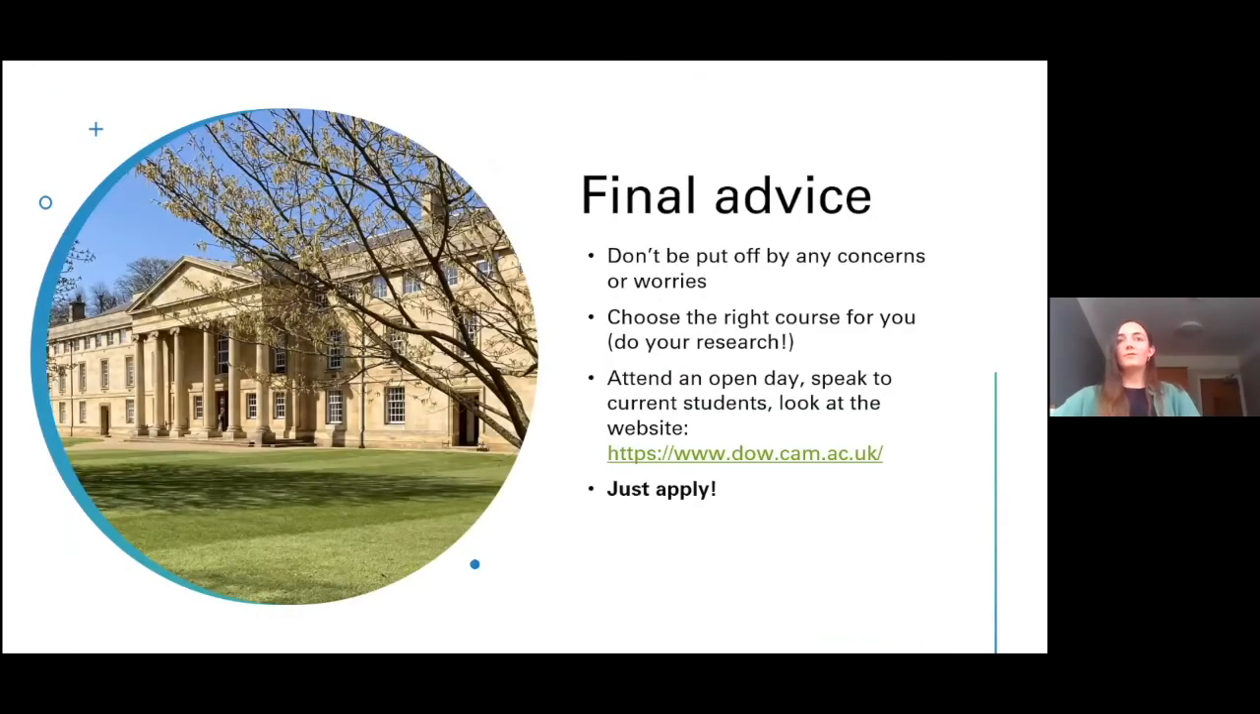And so some final advice, don't be put off by any concerns or worries that you might be having. I think that you should just apply. But what is really important is that you choose the right course for you. So do your research, try and figure out whether you want to do just MML or history with MML, or history of a language, or maybe even Middle Eastern languages, or East Asian languages.